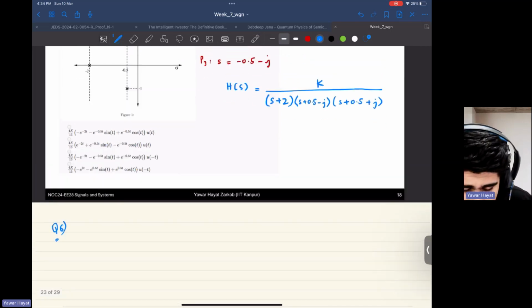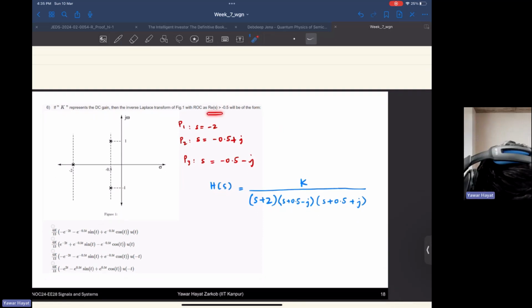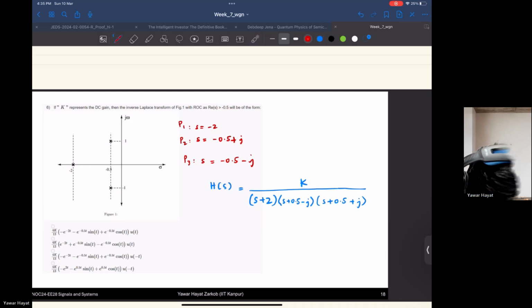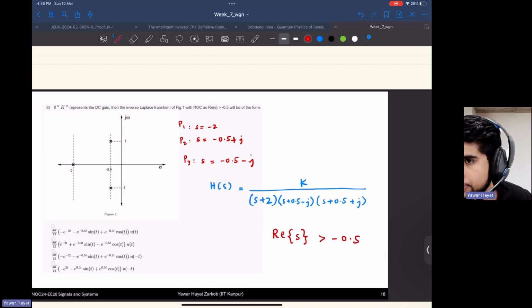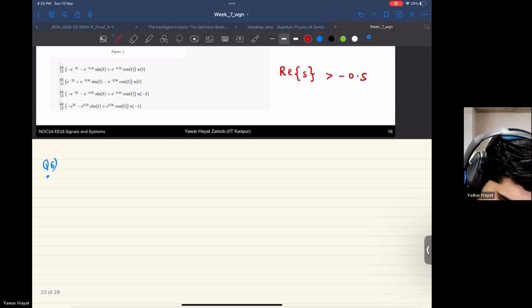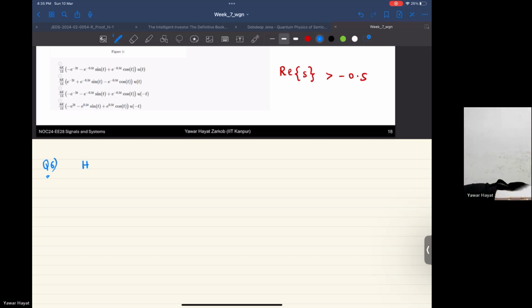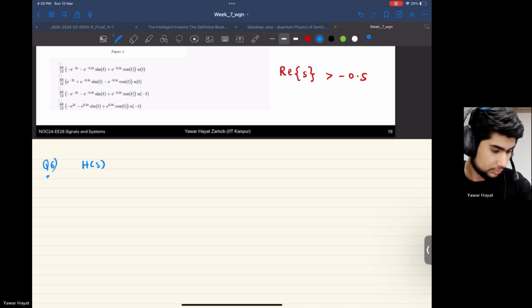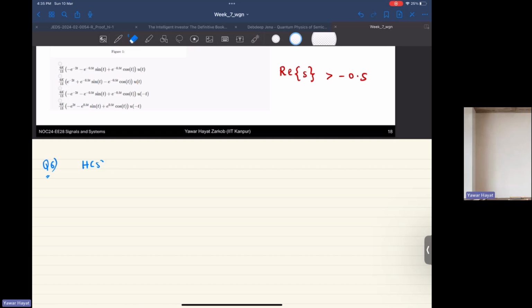Okay. Now I'm interested in computing the inverse transform of this H of s. And what is the ROC? My ROC is the real part of s greater than minus 0.5. Okay, so let's proceed. And this question I'll speed up.